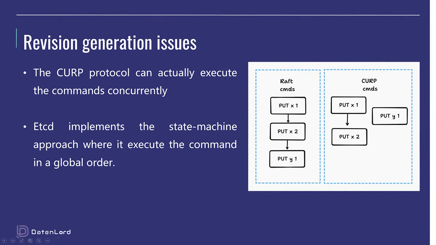The CURP protocol allows for concurrent execution of commands if they commute. Similar to the Fast Paxos approach, this is different from the state machine approach used by etcd, where commands are executed in a global order.